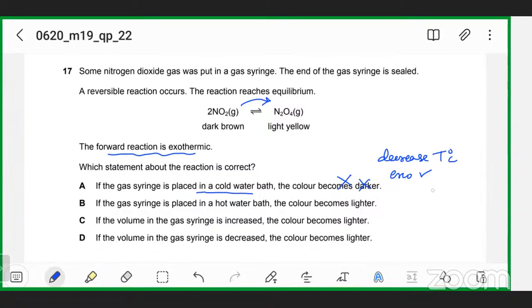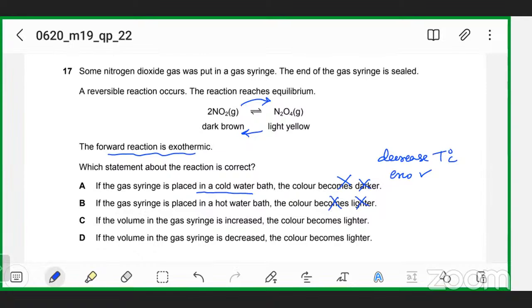B भी फिर गलत ही होगा. If you put it in hot water, if you increase temperature, कौन सा favor होगा? That's going to be endo, and endo is the backward one, right? Yes. So the color would become darker. In this case, it will become darker. ठीक है?